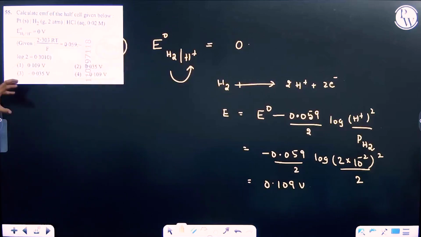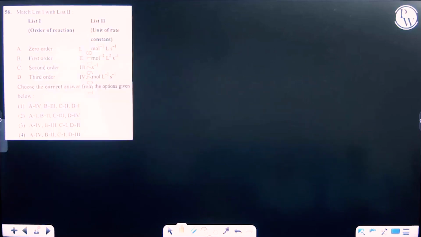Because here there are two variables. Pressure is varying as well as concentration is varying. Most of the people got used to solving the questions by taking either concentration or pressure. When both are given, they will feel it difficult. So this is a good question.